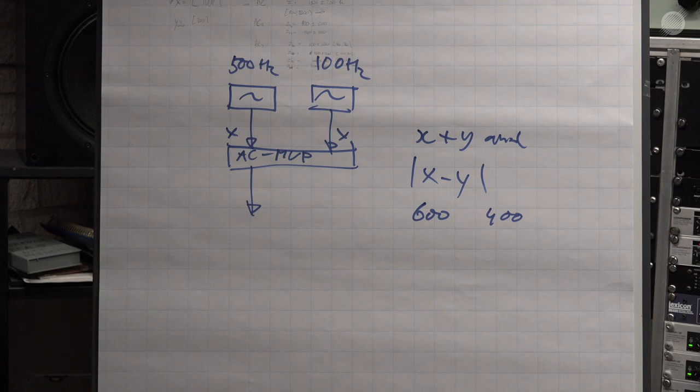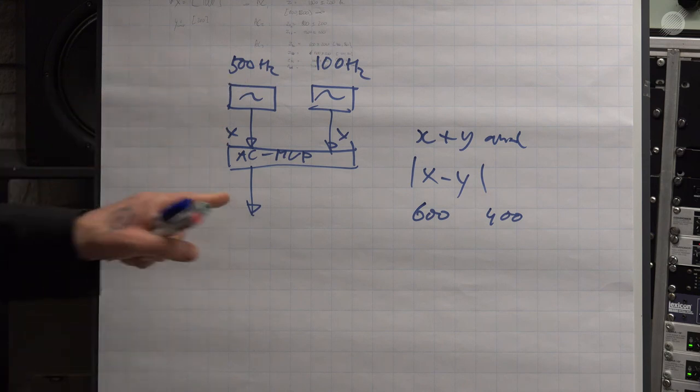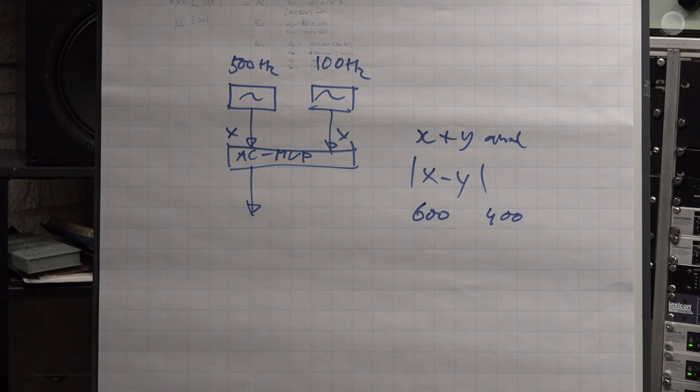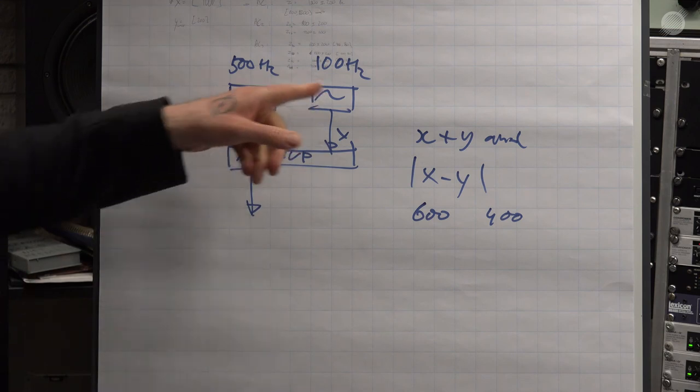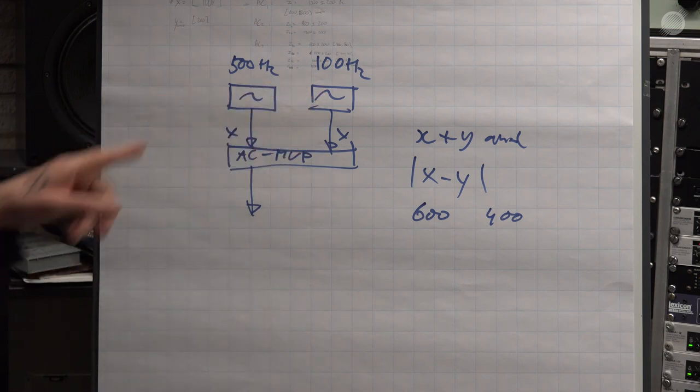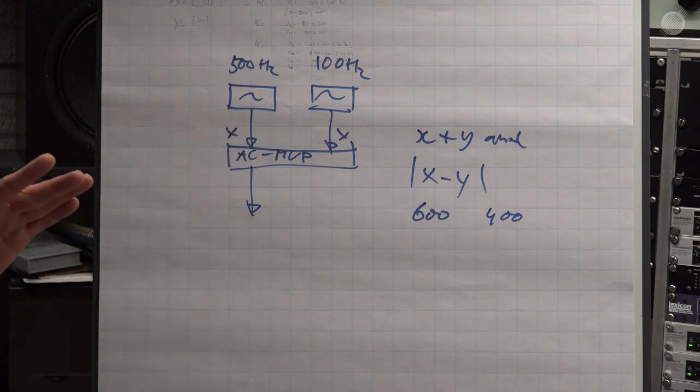But you could ask yourself a question: if I start with two sine wave frequencies and I get two sine wave frequencies out, what is the purpose of this? If I need 600 and 400 Hz and I have two sine wave frequencies here, why can't I just do 600 and 400 and I have what I want and I don't need the multiplier? This is, of course, completely true.